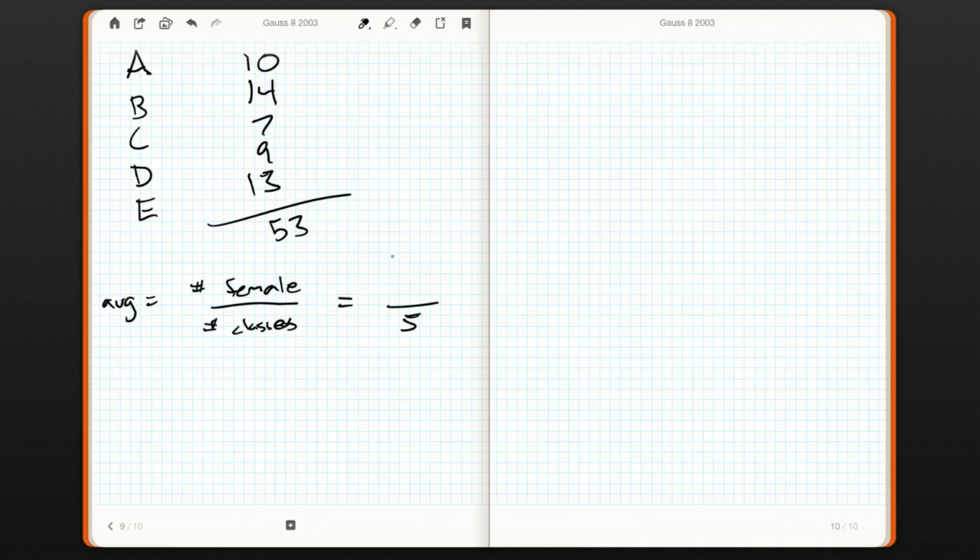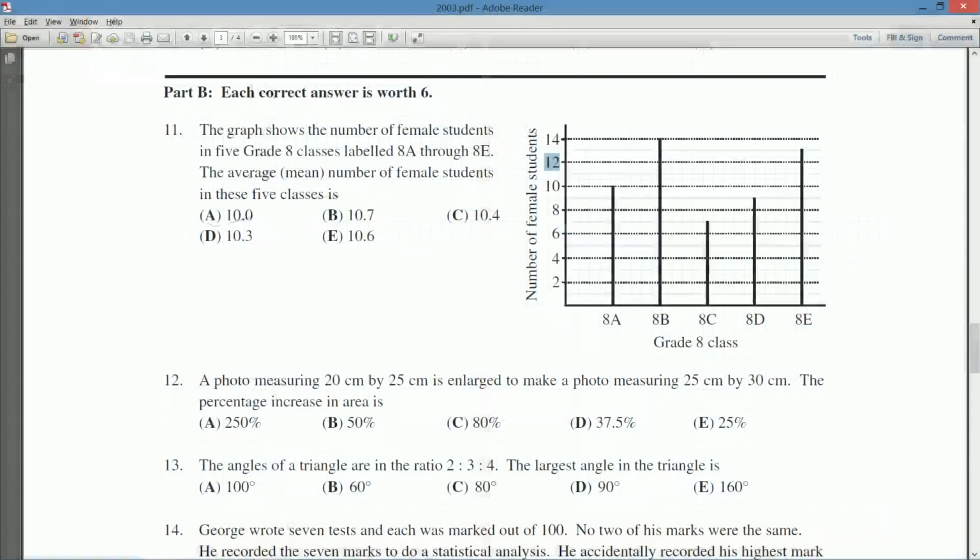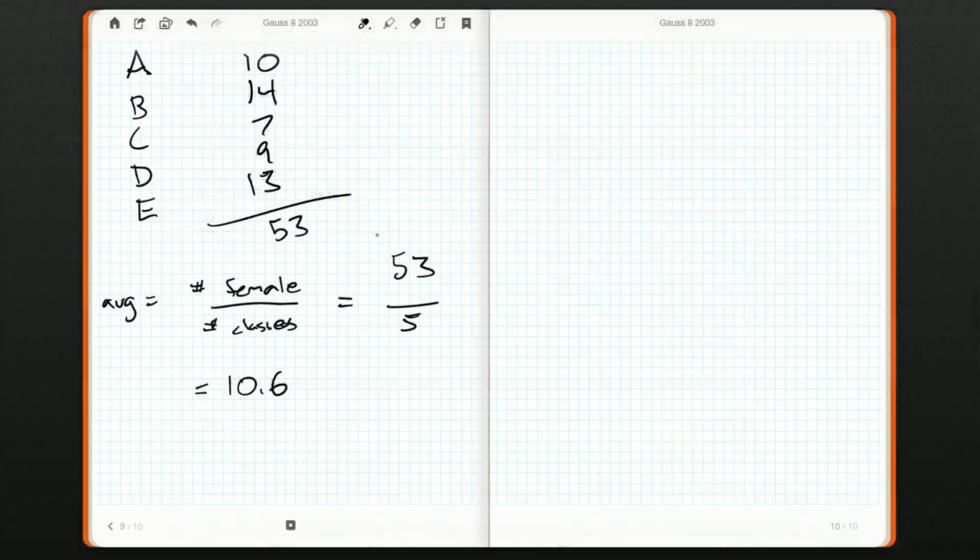So the average number of students is 53 over 5, and that you can certainly use your calculator for. It's going to be 10.6. So there are 10.6 female students on average in these classes, and that's an answer of E.